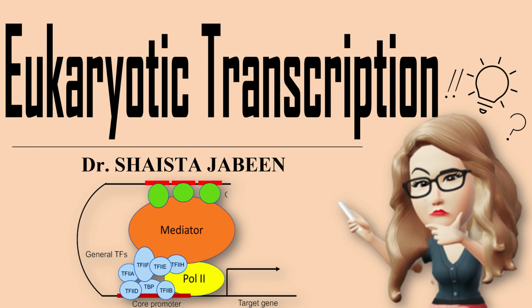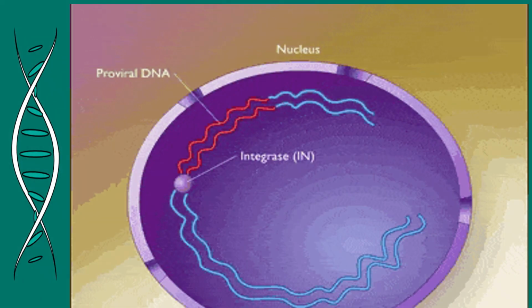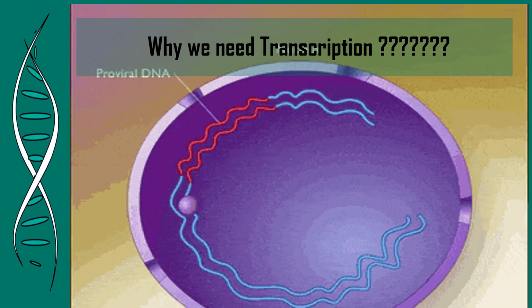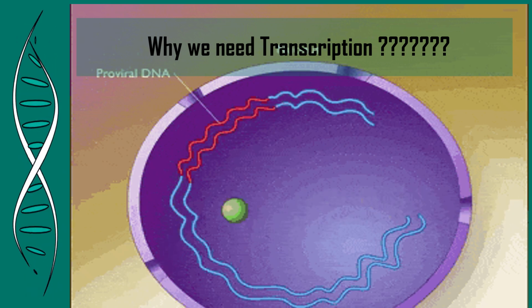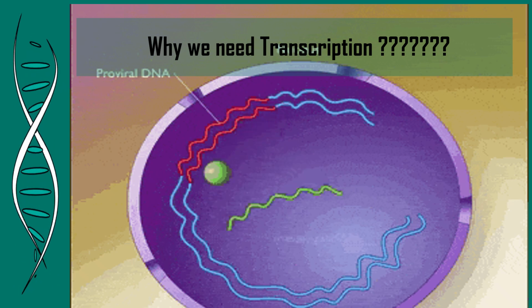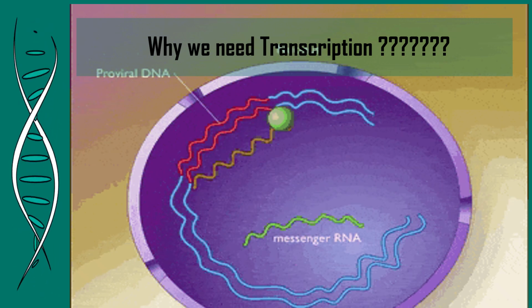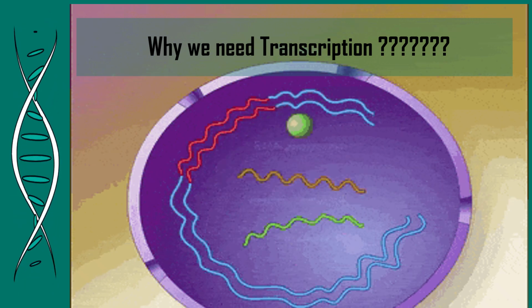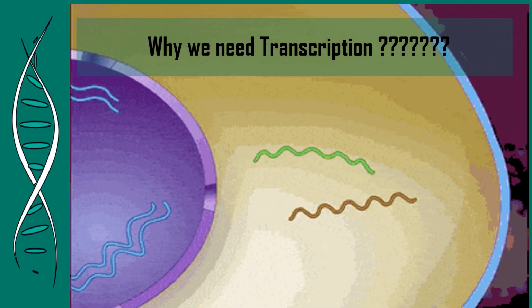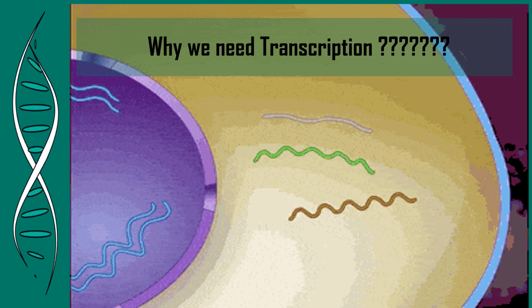Let's learn about eukaryotic transcription. Why do we need transcription? The answer is here: proteins are the main building blocks of our body. Many important components in our body are made up of proteins, for example, enzymes and hormones. They are protein in nature, and similarly, many other building components of our body are made up of proteins.